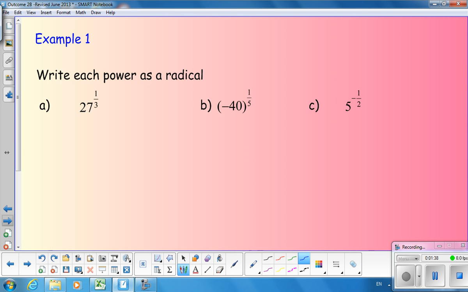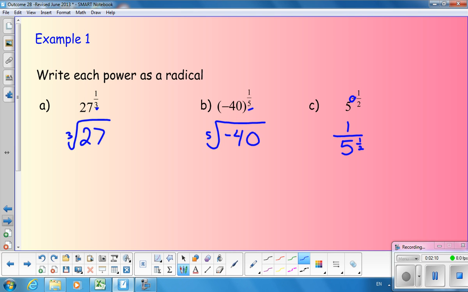Write each power as a radical. So no evaluation here, just rewriting it, instead of as a power, as a radical. So 27 to the power of 1/3. This 3 becomes our index, so we want the cube root of 27. In part B, our index is 5, so we want the 5th root of the base, and the base is -40.